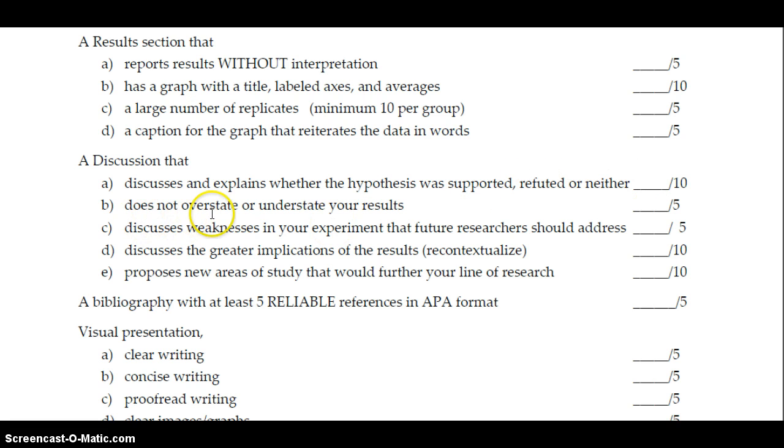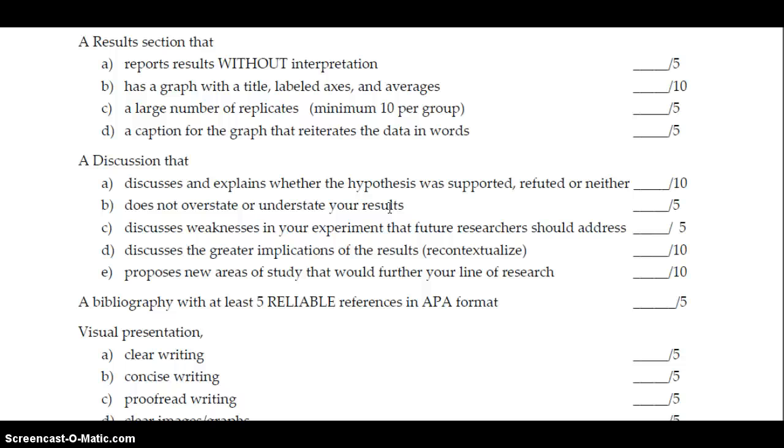And be sure not to overstate or understate your results. If you use language like, "This definitely proves that my hypothesis is correct," my eyebrow is going to be raised, as will most scientists, because, as we learned at the beginning of the year, you can't definitively prove anything. You can only support or refute an idea by gathering data that either supports or refutes that idea.